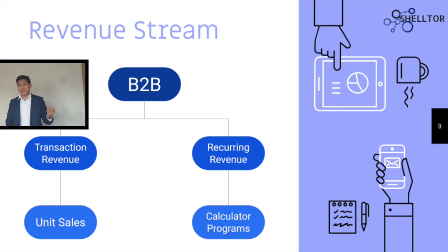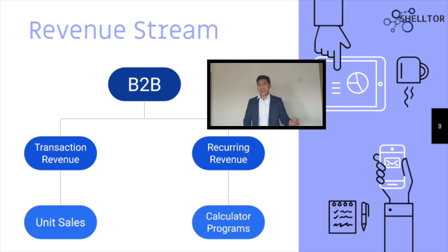To sum up our revenue streams, we are following a B2B model, the first portion of our model being transactional revenues. These are generated from the calculator sales. And the other portion is recurring revenues. These revenues are going to be incurred when we develop new calculator programs and sell them to the students online.